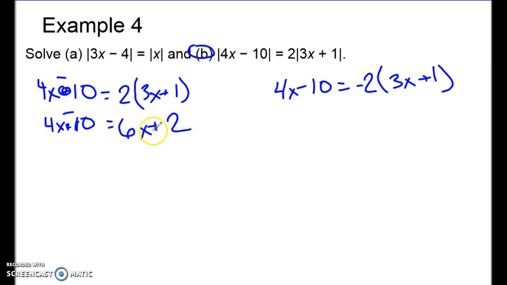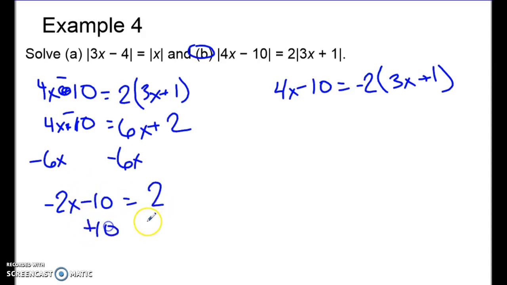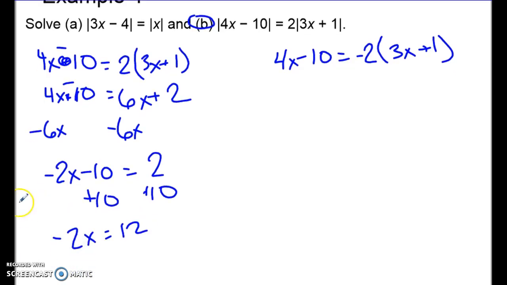Then I know that I have two different values with x's and two different values without x's. So I'm going to subtract 6x from both sides to move all of my x terms over to one side. So I end up with a negative 2x, because 4x minus 6x is a negative 2x, minus 10 equals 2. So now I have to get all my constant terms to the other side, so I add 10 to both sides. So now I'm left with negative 2x equals 12. Then the next thing I do to get my x value by itself is, since I'm multiplying, I go ahead and divide by a negative 2. So x, I know, is a negative 6. That's one of my possible solutions.